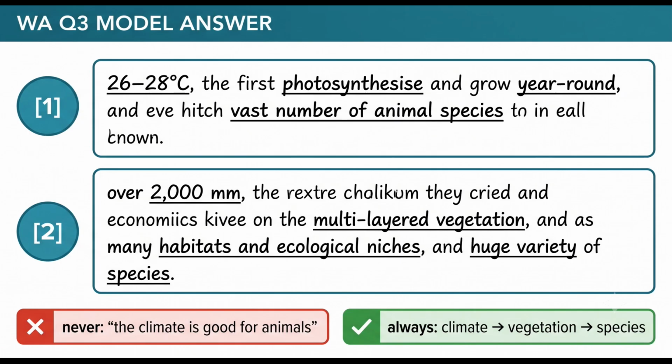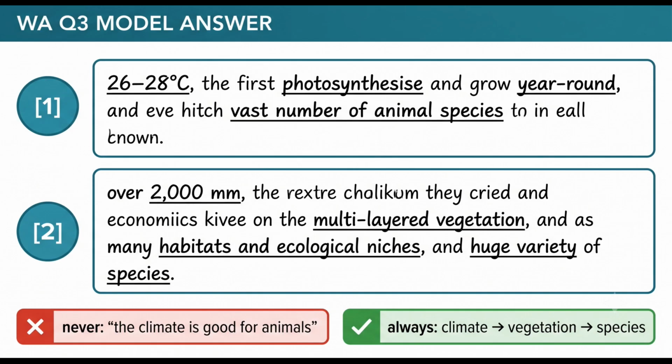Here is the model answer for WA question 3. Mark 1. Consistently high temperatures of 26 to 28 degrees Celsius allow plants to photosynthesize and grow year-round, producing enormous quantities of food and habitat that support a vast number of animal species. Mark 2. Abundant year-round rainfall of over 2,000 millimeters supports dense, multi-layered vegetation that creates many different habitats and ecological niches, allowing a huge variety of species to coexist.